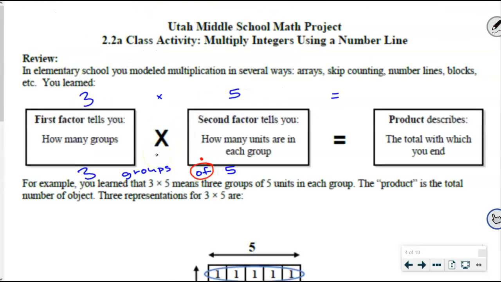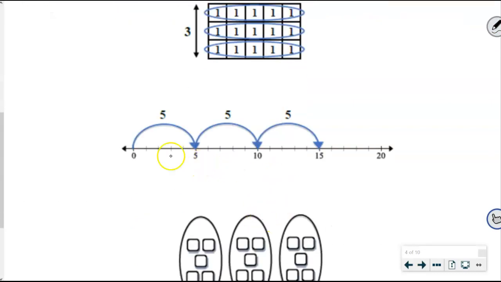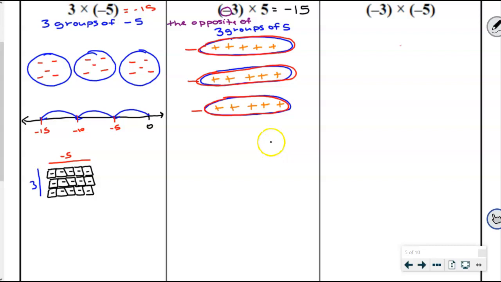Let's go back to this last problem here. How can we show 3 groups of 5? On a number line, jump 1, jump 2, jump 3. So we have our 3 jumps. Each one of those jumps is 5 long. Let's do the same thing here.